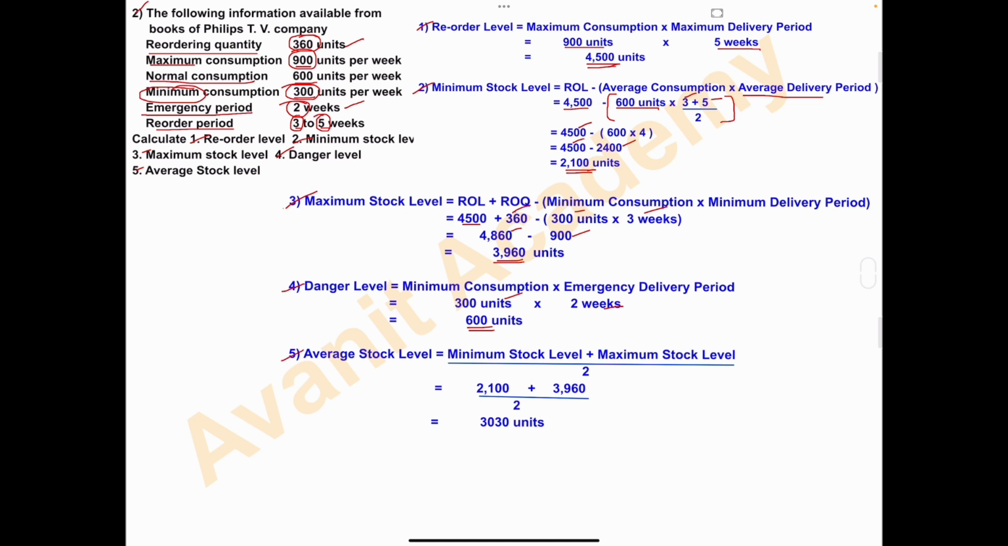Formula to calculate average stock level is minimum stock level plus maximum stock level divided by 2. Minimum stock level, the solution to the second point, we calculated there. What is the minimum stock level? 2,100 plus maximum stock level, the third one, we calculated there. That is 3,960, divided by 2. 2,100 plus 3,960 divided by 2. And the answer is 3,030 units. Average stock level is 3,030 units.